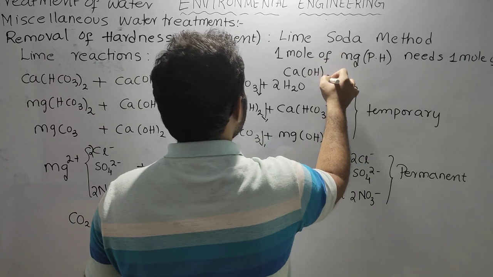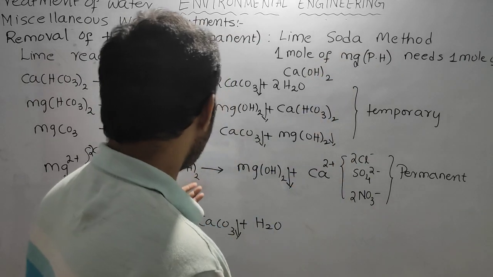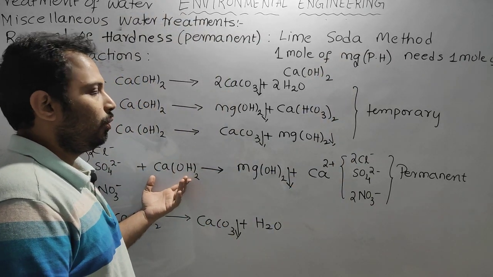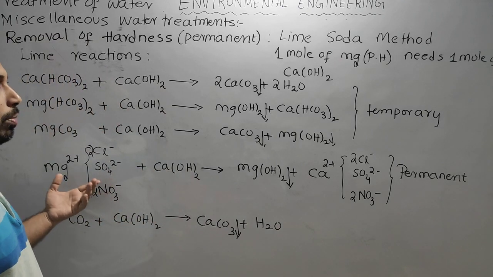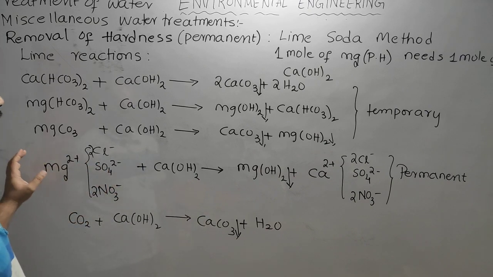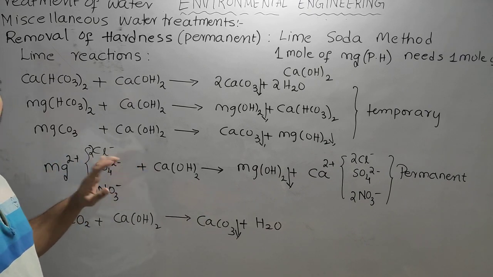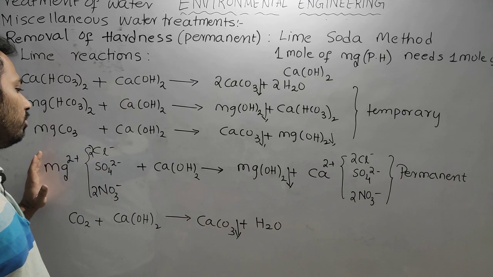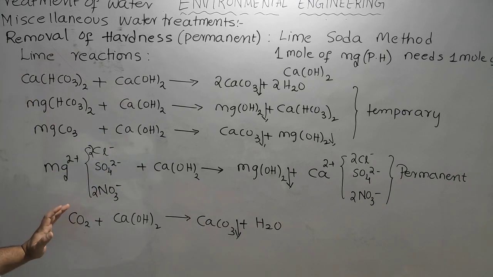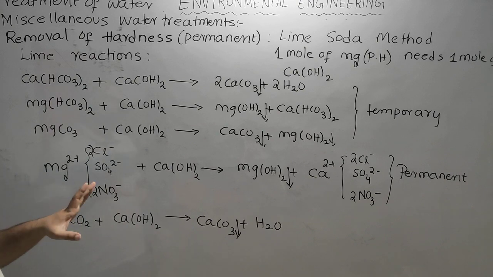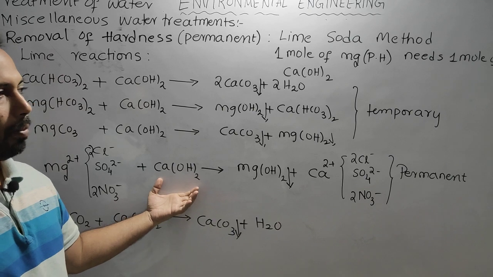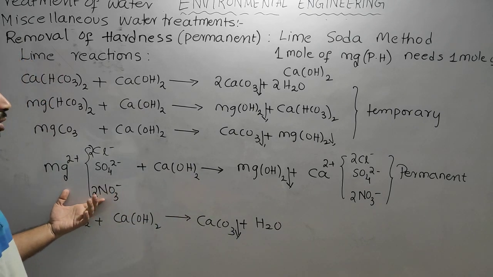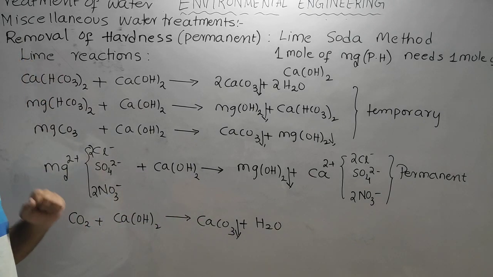Why are these all important? Because the quantity of lime needed to remove this hardness can be calculated when we know the relationship between the number of moles of these two compounds. So 1 mole of this needs 1 mole of this. Similarly, 1 mole of CO2 needs 1 mole of Ca(OH)2. If we know this relation, we can find how much lime is needed to remove some amount of concentration of hardness. So to find that we need these relationships, right?